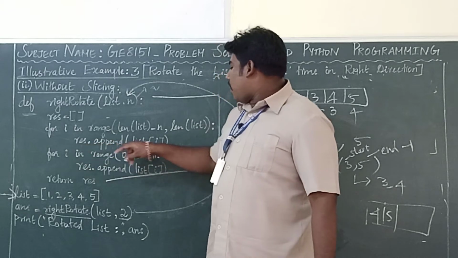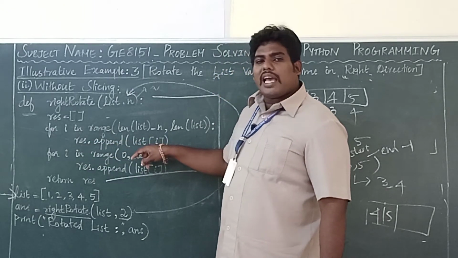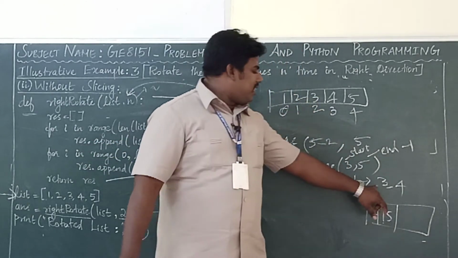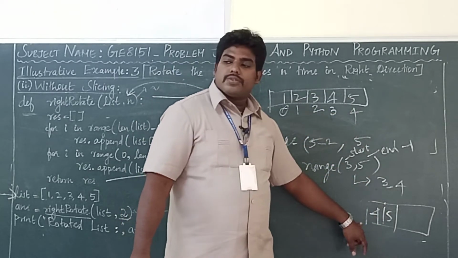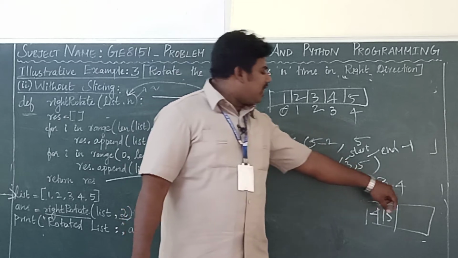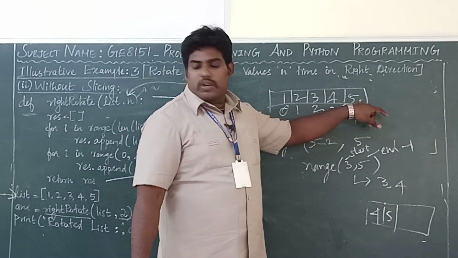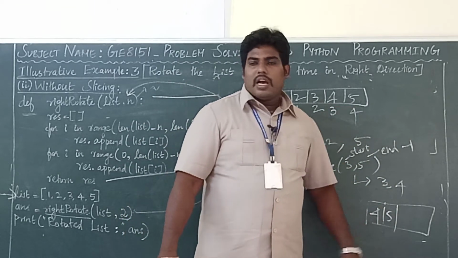Result dot append of list of i. What's the i value first? Your i value is first 3. What is present at index 3? 4. In the next iteration the i value is 4. What is present at index 4? It is 5. All of you got it?